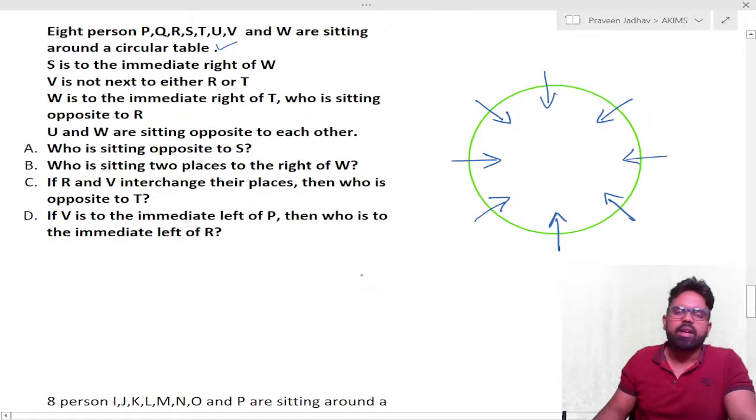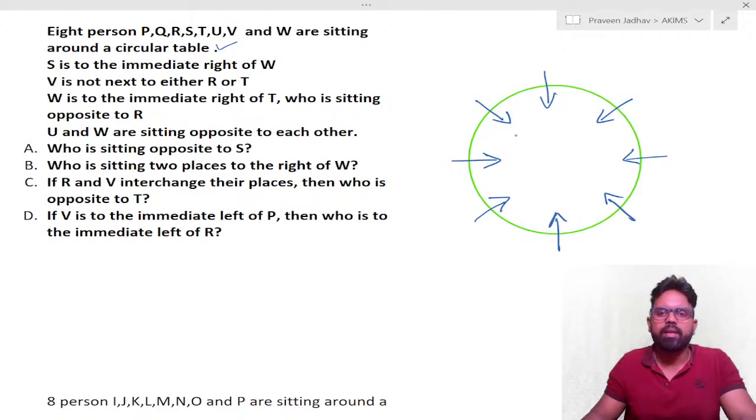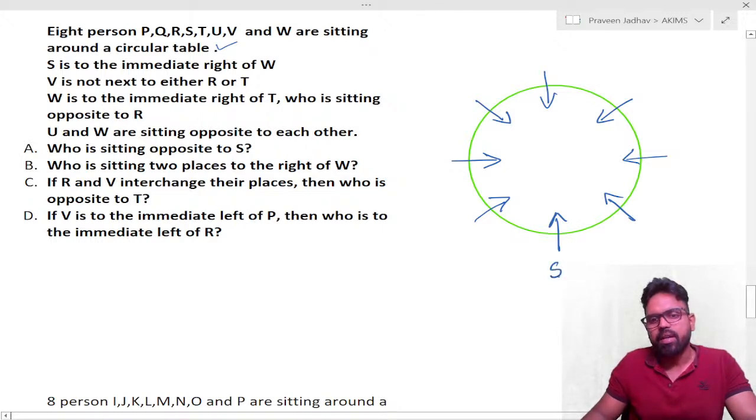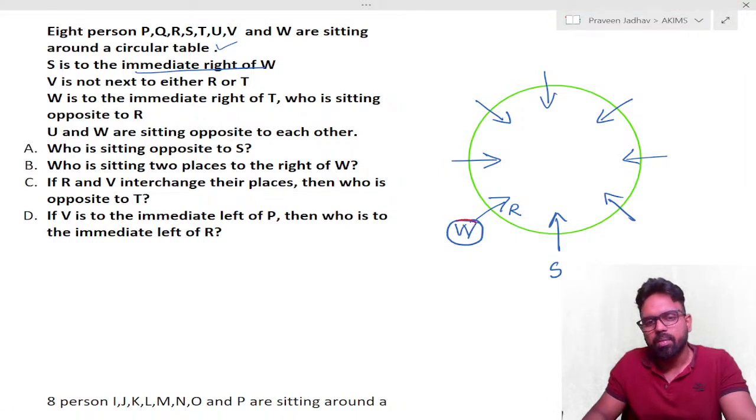When he doesn't mention, if you go to a party or are sitting with your family at a circular table, in which way will you sit? Will you all make your back towards the table? No, you will all face towards the center of the table, right? Center of the table. Okay. S is to the immediate right of W. Look, if W is here, who is to the immediate right of W? S will be. Can you see this?